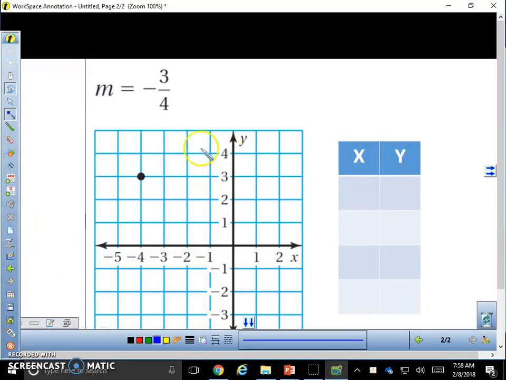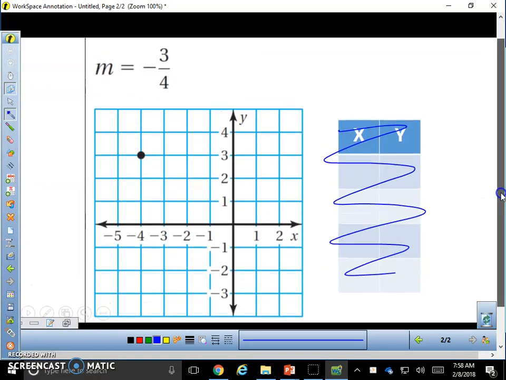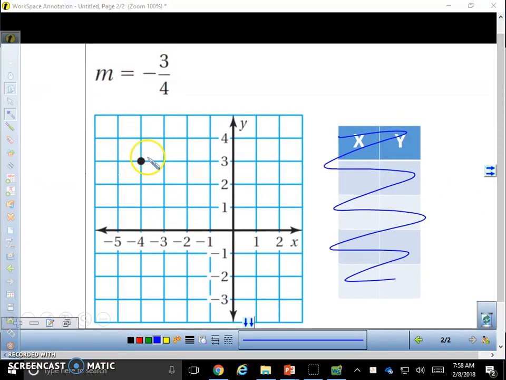Again, don't worry about the table. Let's just worry about the graph. So step 1, plot the point. Point is plotted. Bam. Okay, use the slope. The slope is down 3, right 4. Down 1, 2, 3, right 1, 2, 3, 4. Down 1, 2, 3, right 1, 2, 3. I'm off the graph, and so I'm done plotting points.